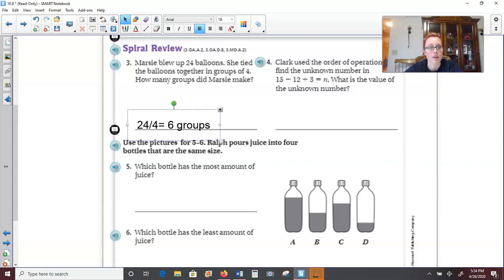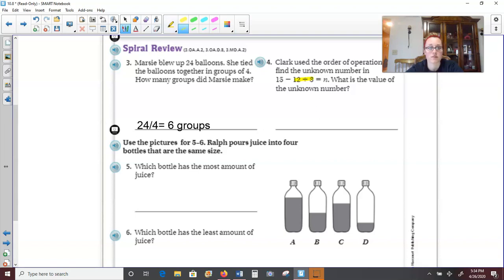All right. Number 4, Clark used the order of operations to find the unknown number in 15 minus 12 divided by 3 equals n. What is the value of the unknown number? Ooh, do you remember how we always do multiplication and division first, and then addition and subtraction? So we are going to start by looking at 12 divided by 3.